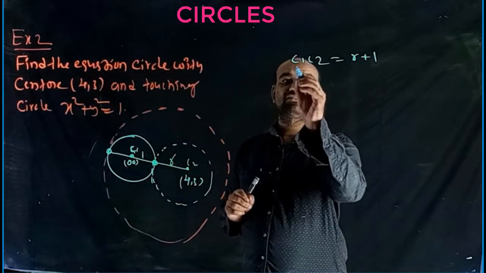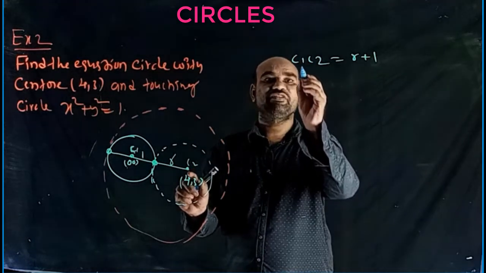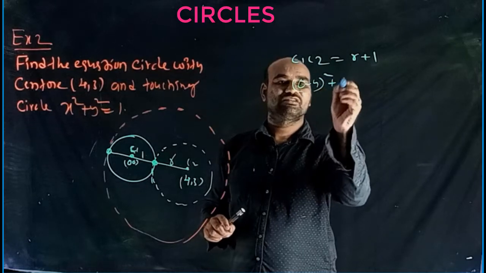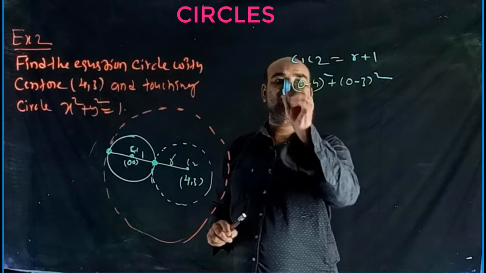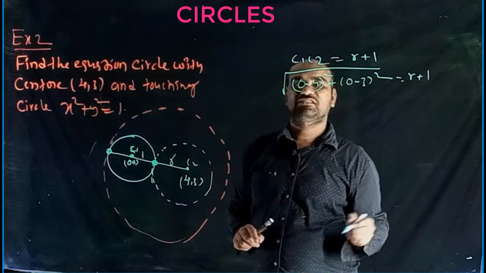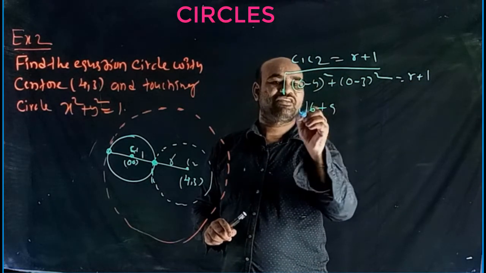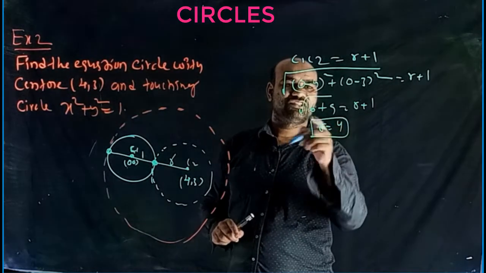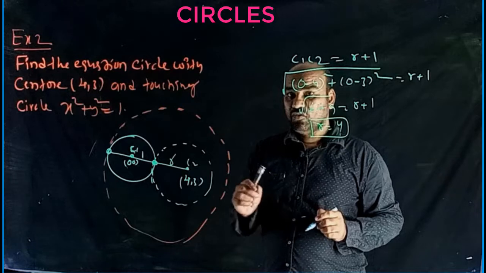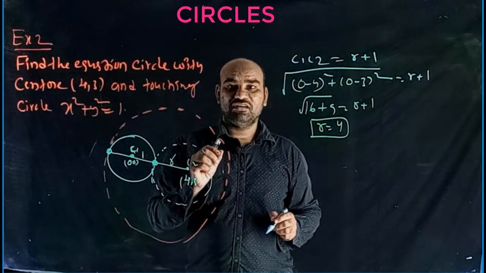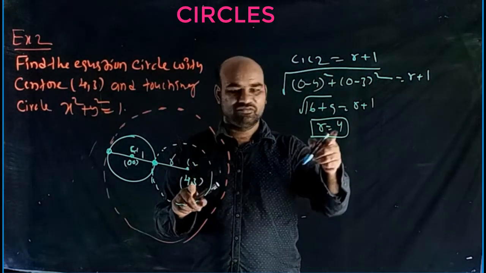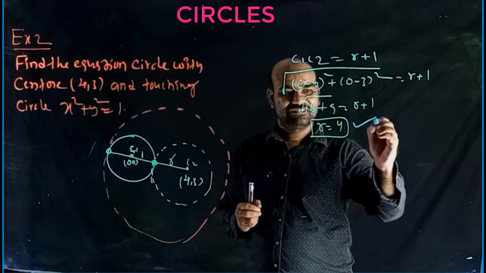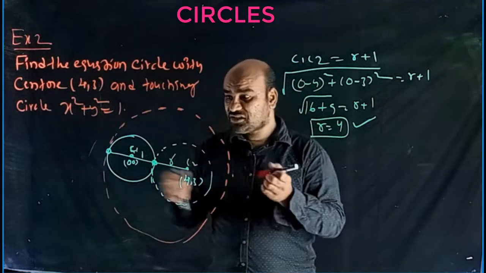So the distance between the points C1 and C2: root over (0 minus 4) whole square plus (0 minus 3) whole square is nothing but R plus 1. Root over 16 plus 9 is nothing but R plus 1. So this is 5 and R equal to 4. One of the required circle's radius is 4. Radius 4, center (4, 3), you can find the equation. So leave it.